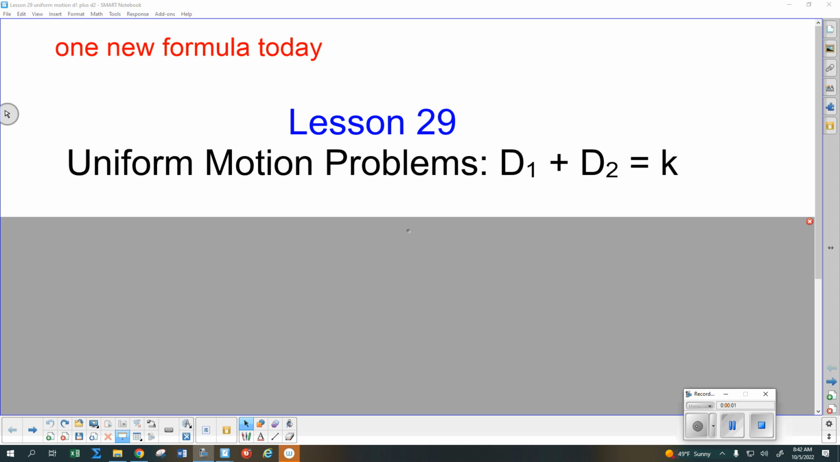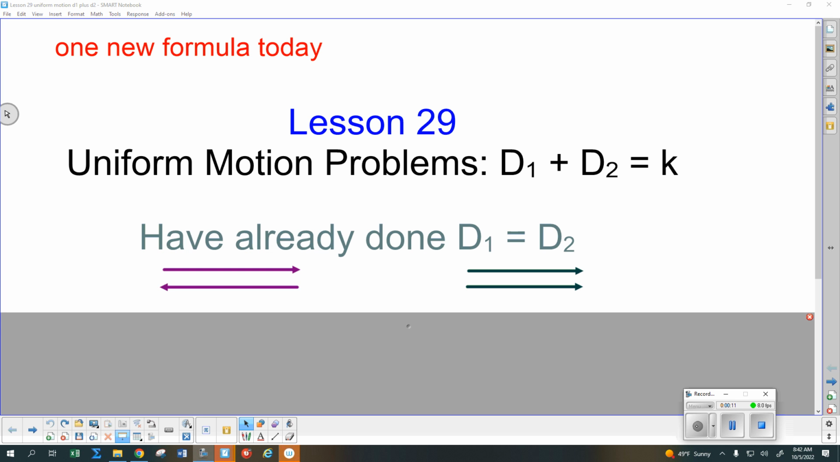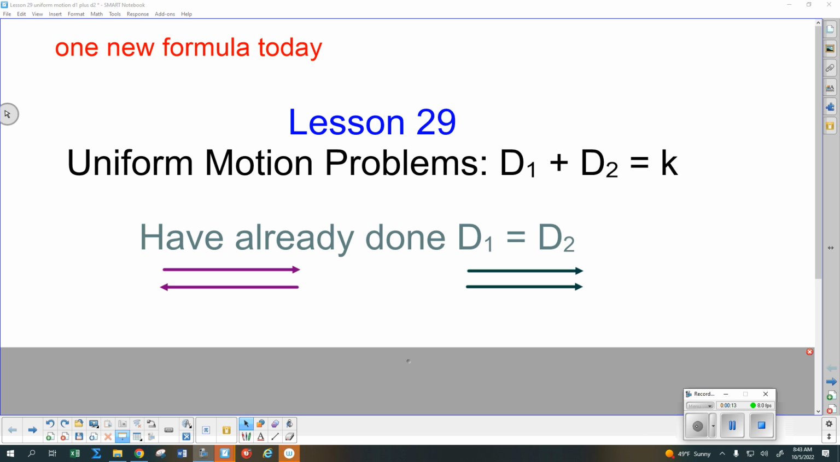We are going to do uniform motion problems where we have a total distance that is split into two different parts, one way or another. Up to now, you've done the ones where we have one distance equals another distance, either going in the same direction or going in opposite directions. Today, we're going to have to add two pieces together to get the whole distance.